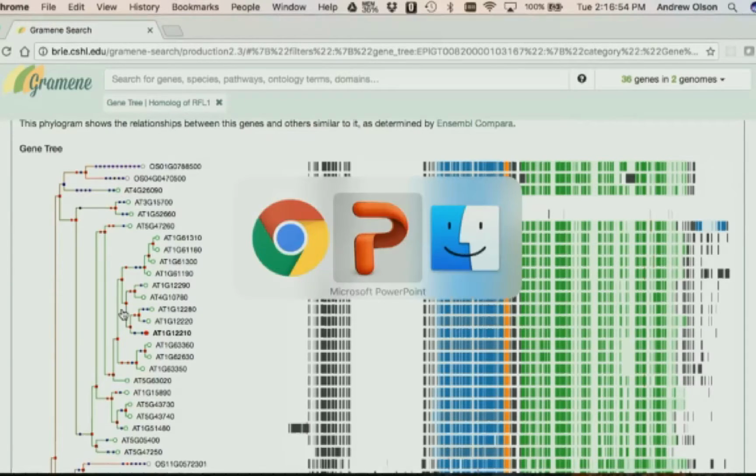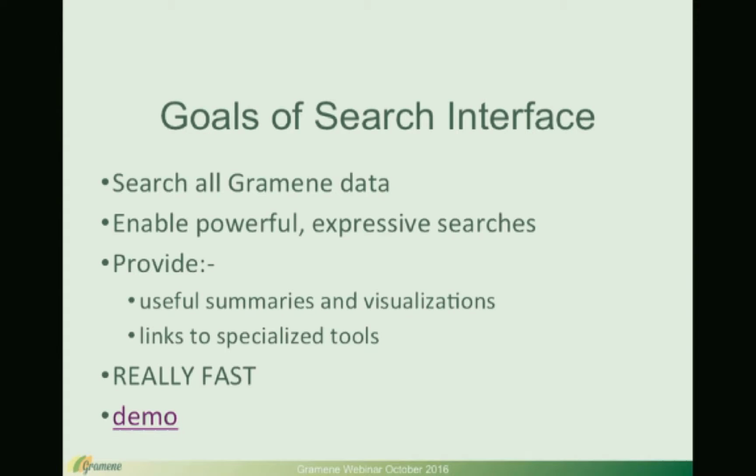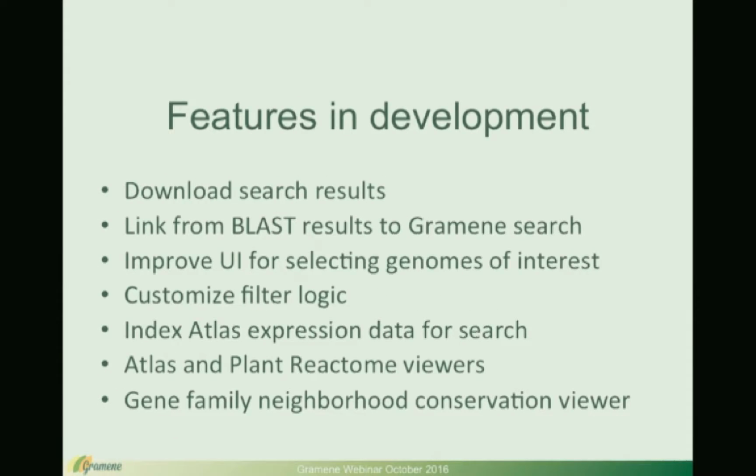So I want to return to the demo is now over and discuss some of the features that are in development. One of the things that we've heard a lot of feedback about from members of our group who've started to use this tool is they'd like to be able to download the search results. Some of these things are more trivial to implement than others. Also, searching by sequence is not something that particularly lends itself well to the interface that we've designed.